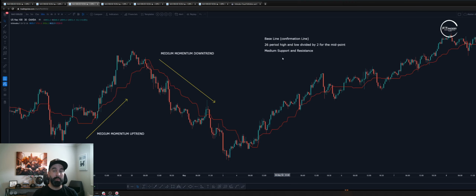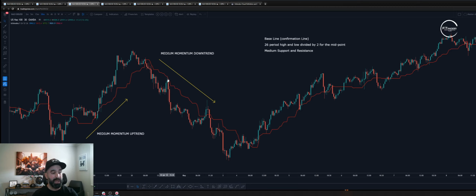This is considered medium support and resistance because this is a longer time frame. This is a 26-period time frame. We were talking about the conversion line, which was a 9-period time frame. So the longer the time frame, the more significant the support and resistance is going to be. Again, if you're trading above the baseline, you have a medium momentum uptrend. So you expect a bullish trend to last a little bit longer because it's based off of the last 26 periods. Again, medium momentum downtrend when you're trading below it. You can also use this as a support and resistance level.